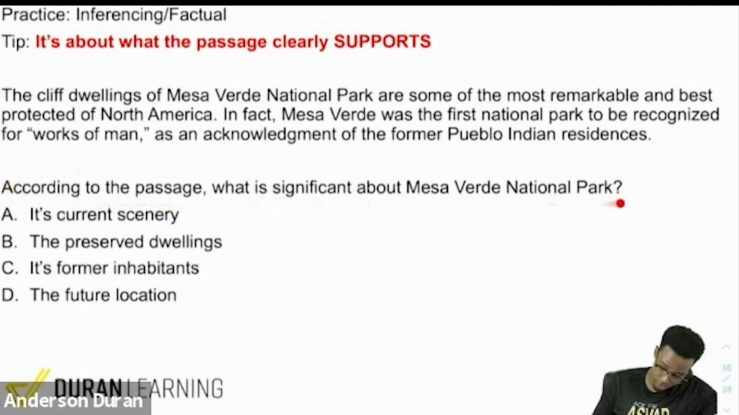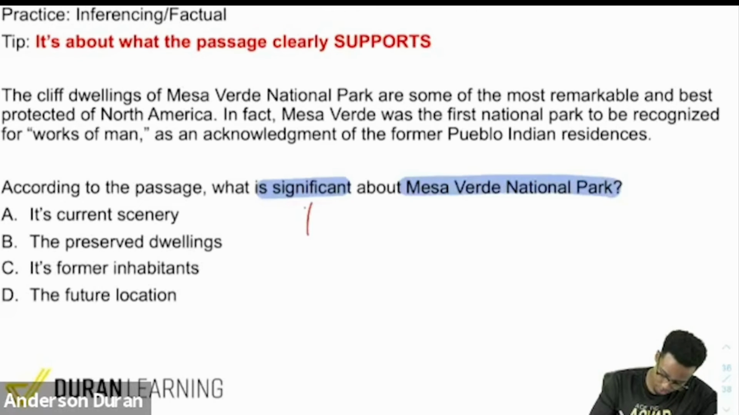You can type it in the chat box. What are we looking for? What are the two keywords from what's significant about Mesa Verde National Park? Exactly. Great job, guys. All right.